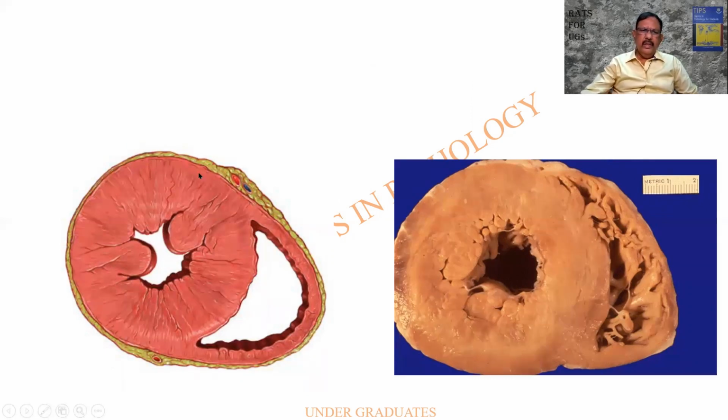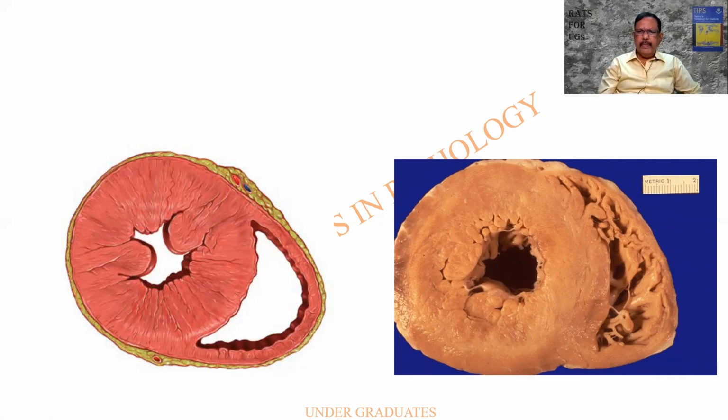So this is the picture of the left ventricle and this is the right ventricle. The right ventricle is almost normal. In the left ventricle, the wall is thickened. I call it concentric hypertrophy because the wall is uniformly thickened. The lateral, medial, anterior, posterior, all are equally thickened. This is called concentric hypertrophy.